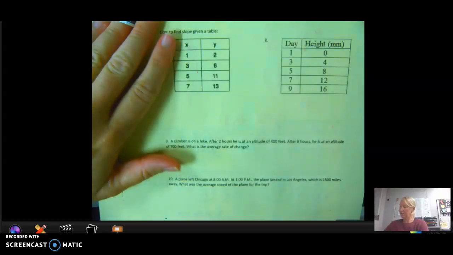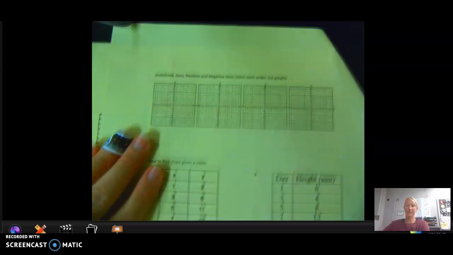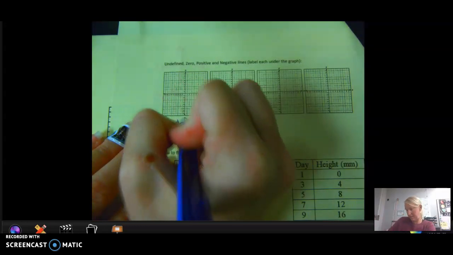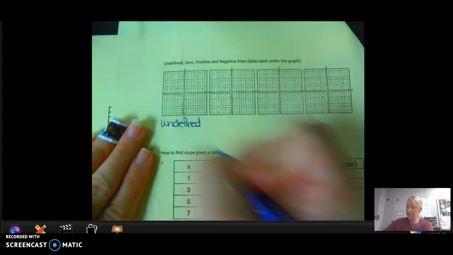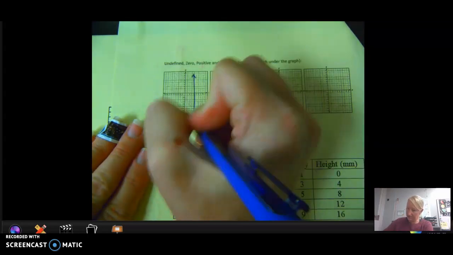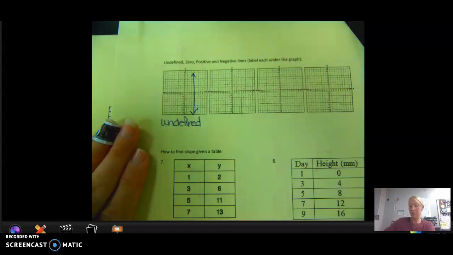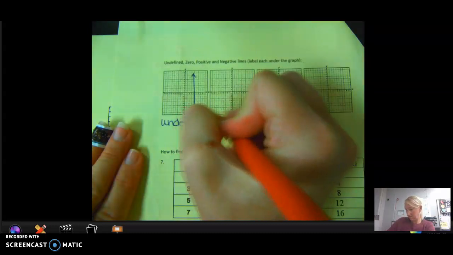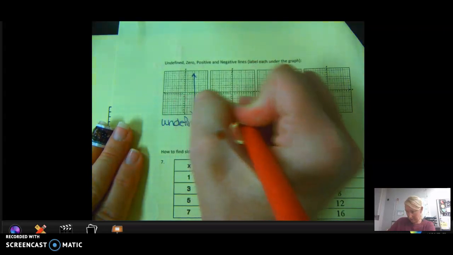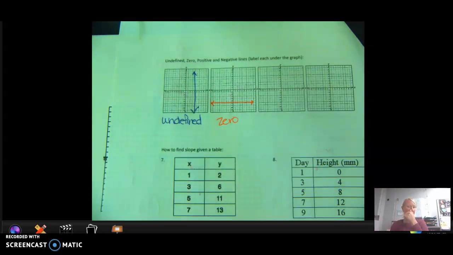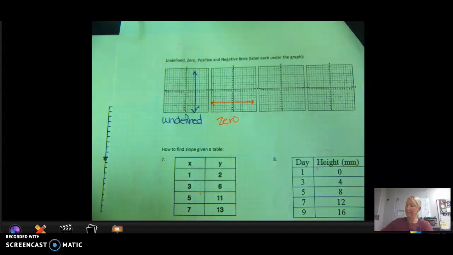All right, next page. This packet's so big I can't even fold over the sheets. Okay, so undefined, 0, positive, and negative lines, label each on the graph. Okay, so we're going to do undefined first. Undefined is just a vertical line going straight up and down. A 0 slope is horizontal, flat, so it's a right and left line. It doesn't matter where on the grid I'm putting these because it just wants that type of line.